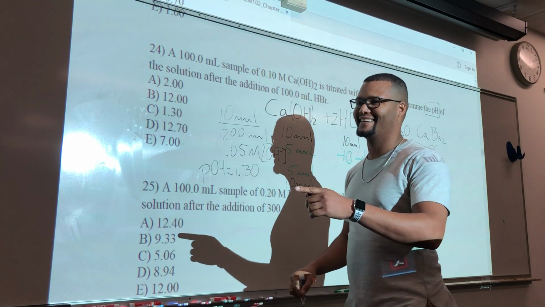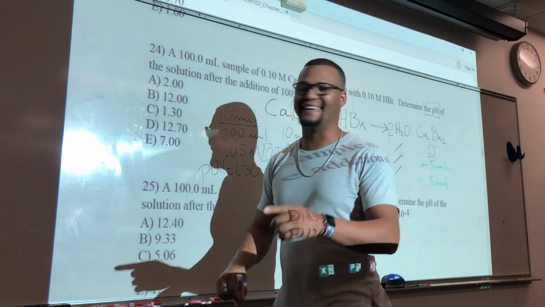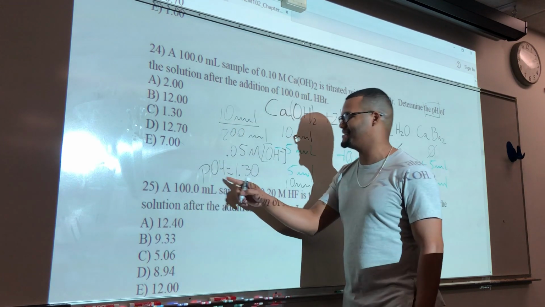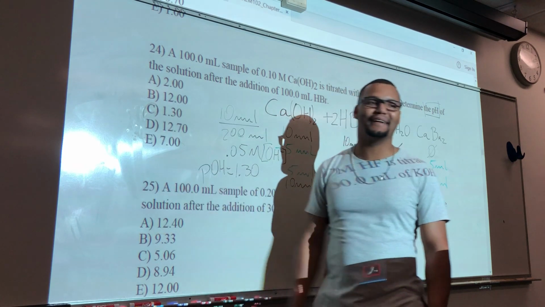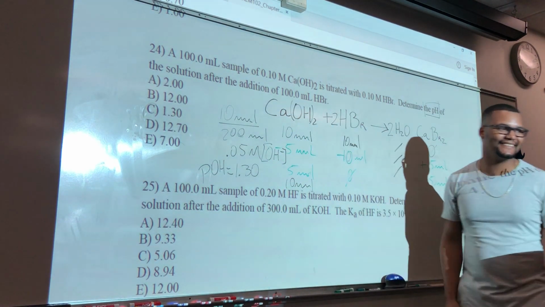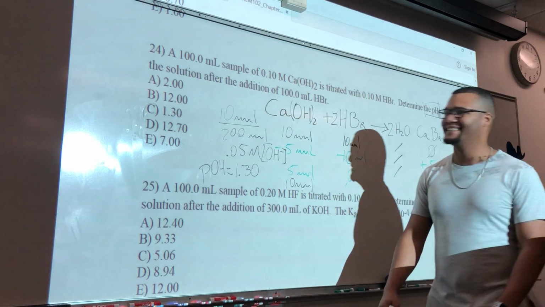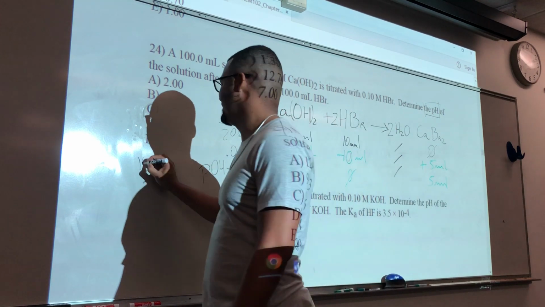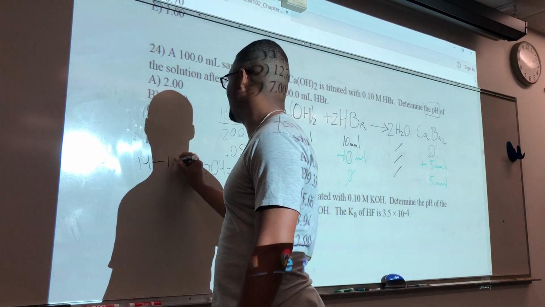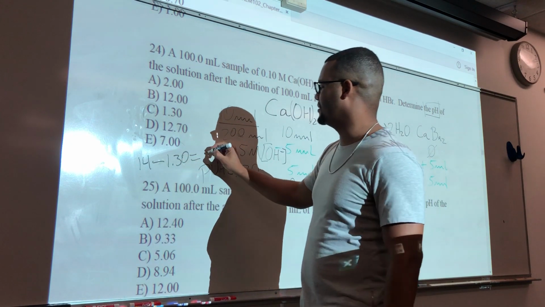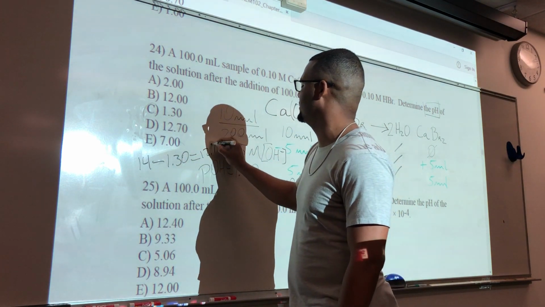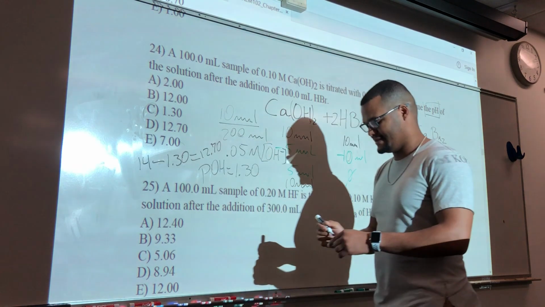Dude, I'm telling you, this problem's tricky. Because you would say, well, this is the pOH, 1.3, this is right, that's my answer, I'm going to go with that. But then the question is asking you for the pH. So you do 14 minus 1.30, which gives you 12.70. Yeah, sorry. That is a hard question.